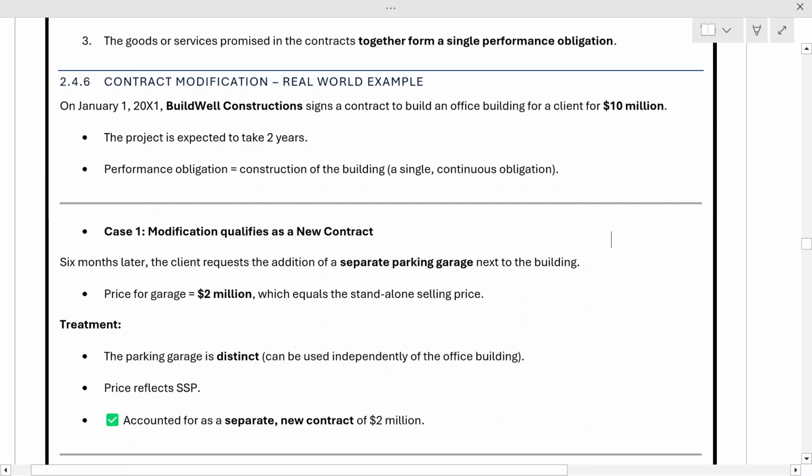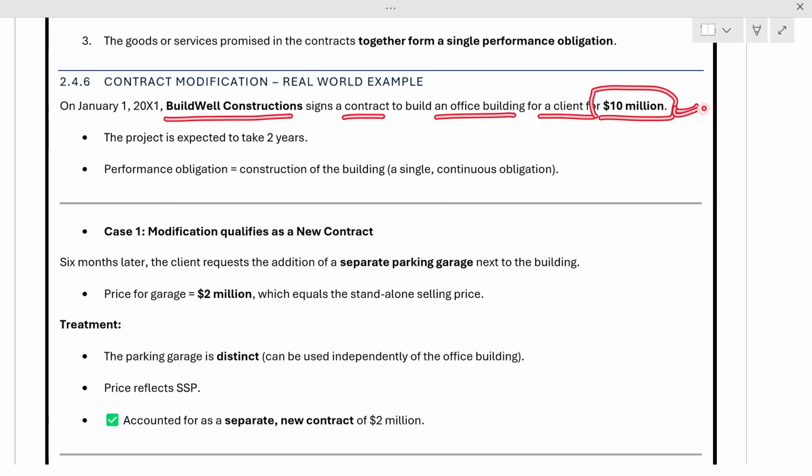Now let's try to understand a situation where the contracts get modified. There is a construction company, Buildwell, that signs a contract to build an office building for a client for 10 million. So 10 million is the consideration price. The project will be completed in 2 years. And what is the performance obligation? The construction of the building, that is a single continuous obligation.